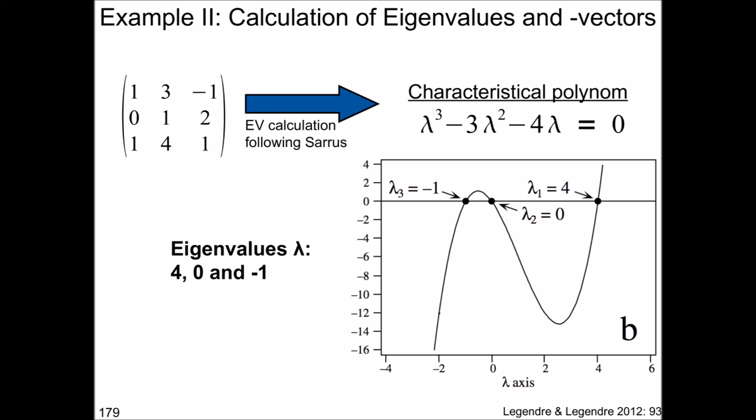We can also see that this is not really an example for a real PCA, because we wouldn't have negative eigenvalues in a real PCA. We only have positive eigenvalues for the individual axes. But this is just for illustration of how the calculation of eigenvalues and eigenvectors works.